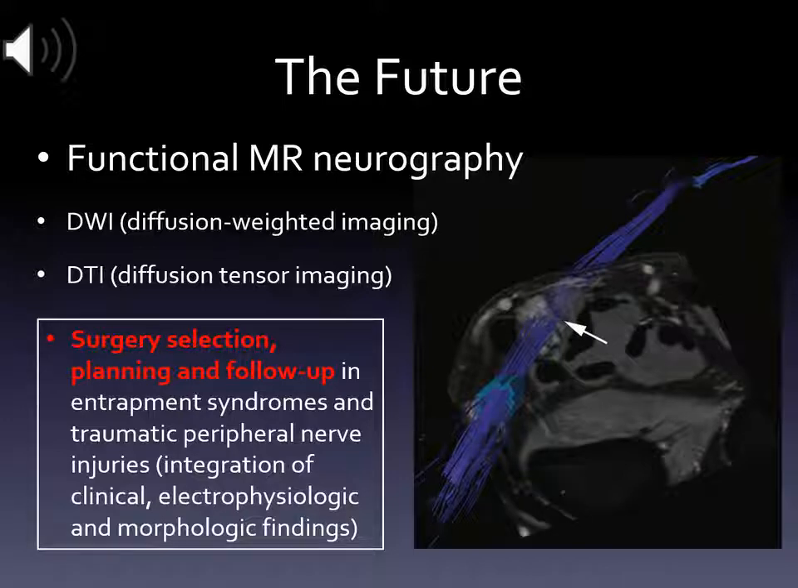Functional magnetic resonance neurography can be applied to selection, planning, and monitoring of surgical procedures, as it provides surgeons with valuable information about the functional status of the nerves involved and axonal flow integrity. MRI provides irreplaceable anatomical information, supplementary to clinical and electrodiagnostic findings.